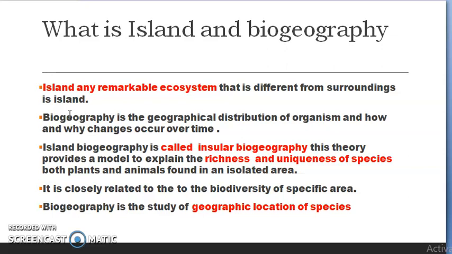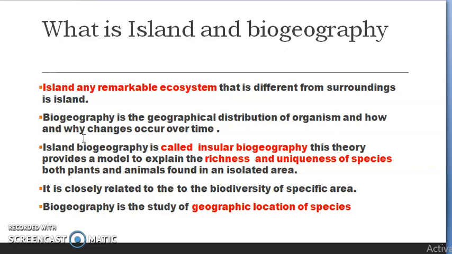Biogeography is the geographical distribution of organisms and how and why changes occur over time. Island biogeography is also called insular biogeography. This theory provides a model to explain the richness and uniqueness of species in a defined area. There may be plants and animals. In other words, you may call it the richness or diversity of species in a unique or isolated area.